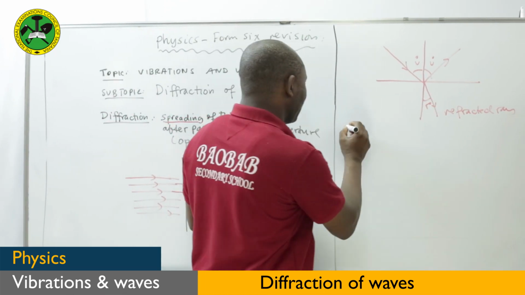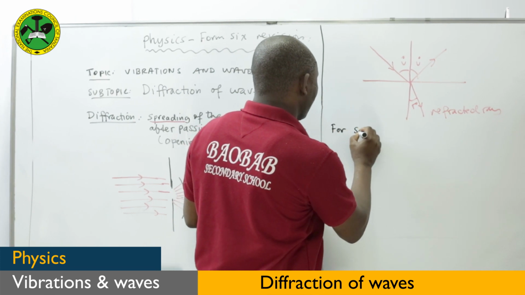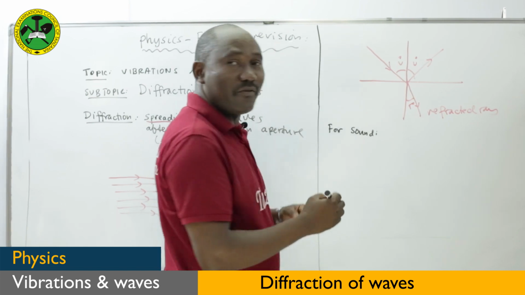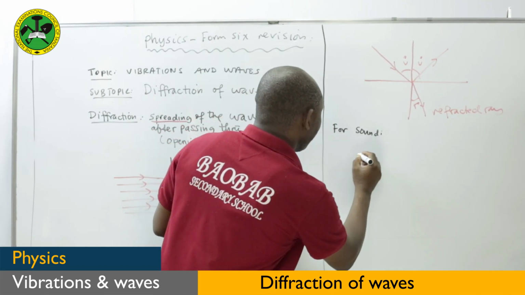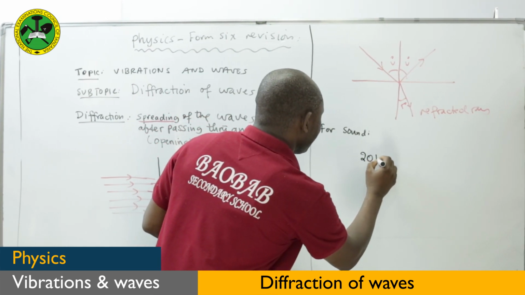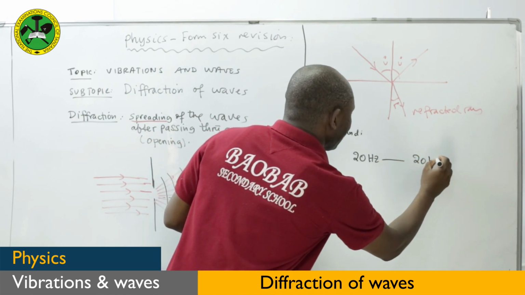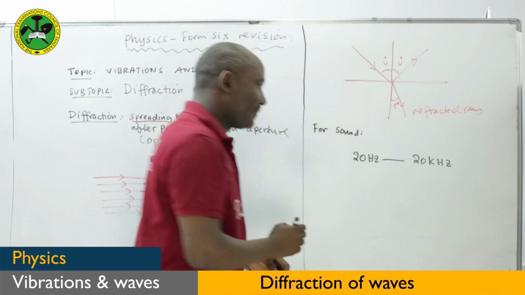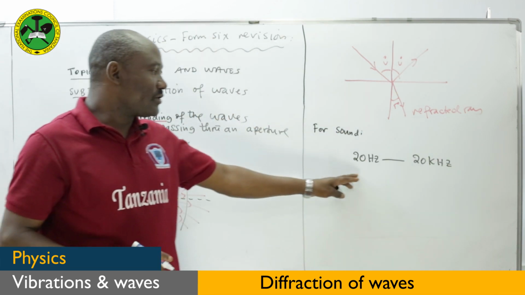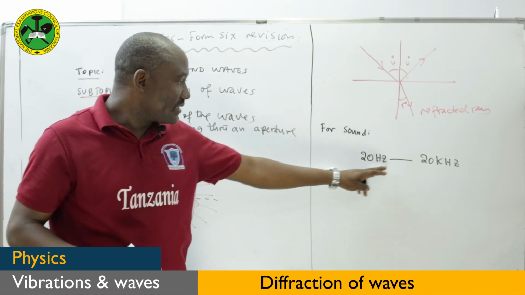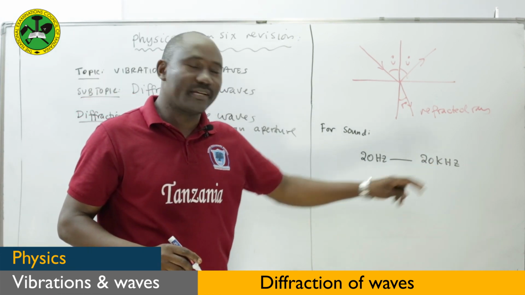For sound, the audible range of hearing for a normal human being is given by 20 Hz to 20 kilohertz. So this is the range of frequency at which a normal human being can detect sound. This is the lowest, this is the highest frequency that can be detected.